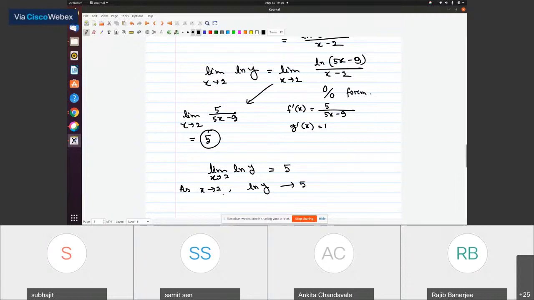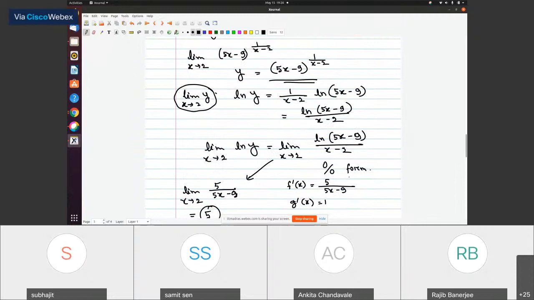Is it okay? Yes, sir, I have calculated this limit. Okay, so if log y tends to 5, then that means y is tending to e power 5. I am just taking the anti-log of it. So our function y, which we started with, will tend to e power 5. Is it clear? Yes, sir.